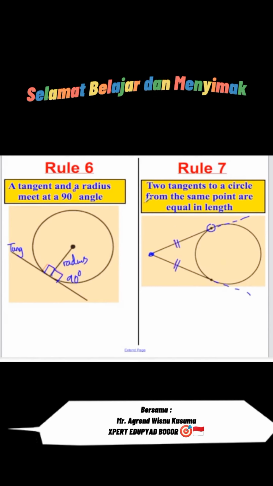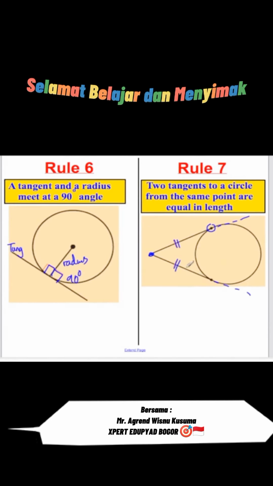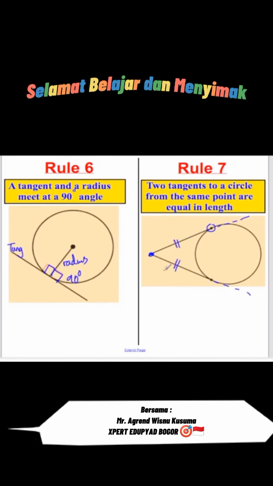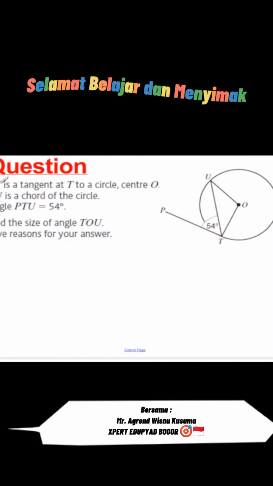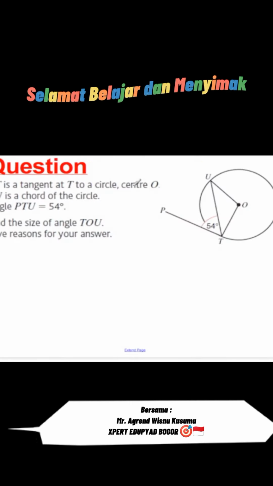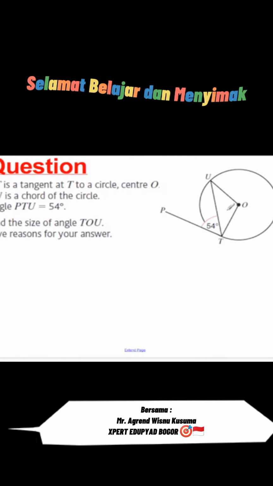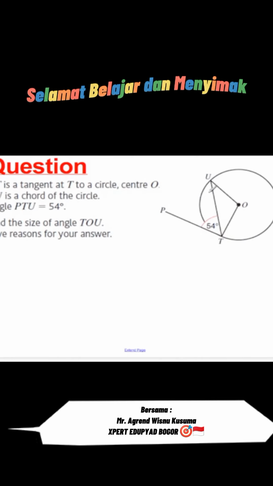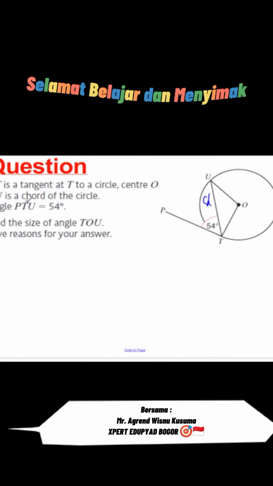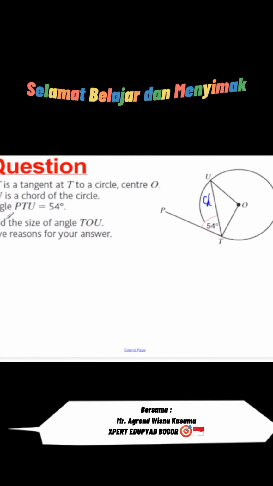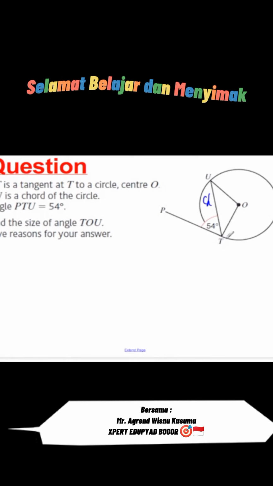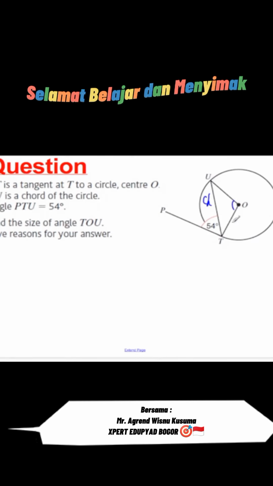Okay, these rules tend to come up in mixed questions. So let's just have a go at a couple of questions and finish there. These are our last two rules. Let's take a look here. PT is a tangent to a circle center O. TU is a chord. There's our chord. And angle PTU, P to T to U is 54. Find the size of angle TOU, so this angle here.